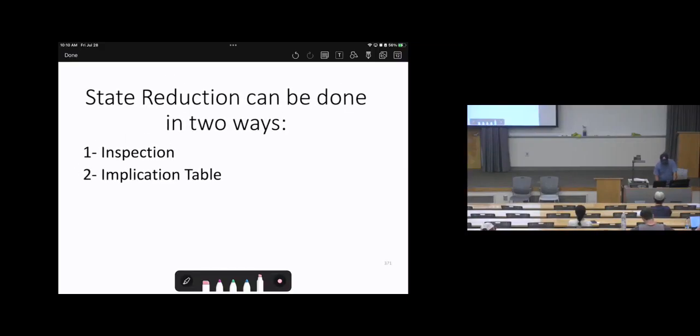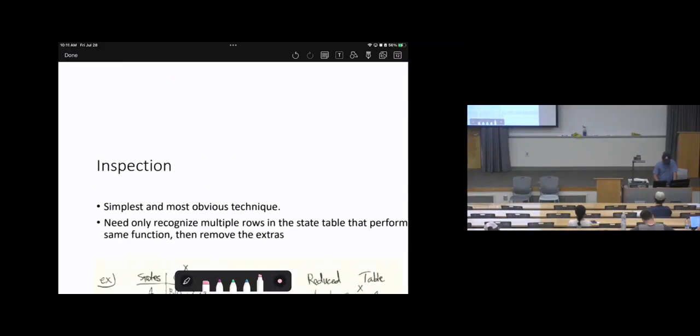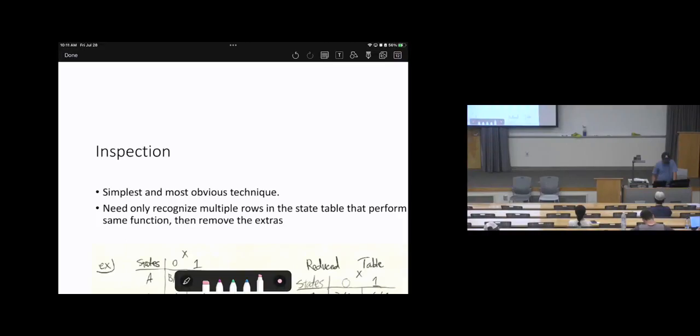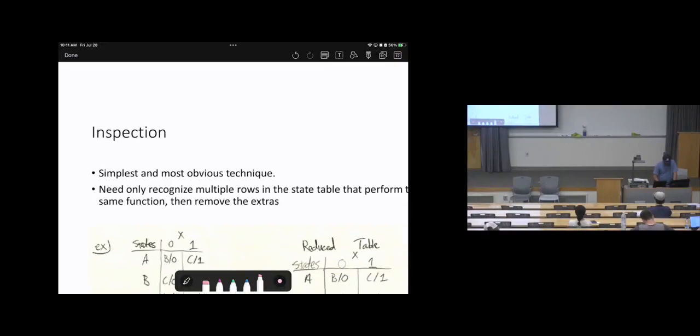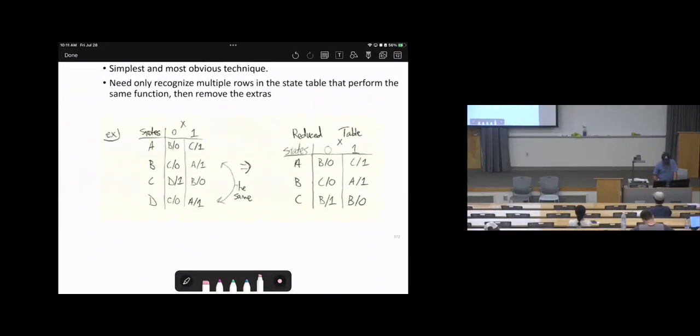How can we do the state reduction? Two ways: inspection and implication table. The inspection, as I showed you earlier in the last example, and the implication table, which requires some procedures. Let me discuss more about the inspection, then we'll go to the implication table. So we need to make a state reduction.